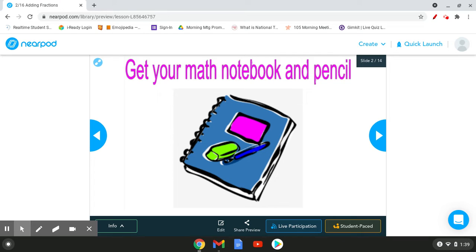You do need to have a math notebook and pencil because you are going to be writing 3 different examples in your notebook before you try anything independently. If you need to, go ahead and push pause on the video, go grab those materials, and then come back and push play. I also want to remind you again that you can push pause at any time if you need extra time copying things down or if you want to rewatch a part of the video for better understanding.